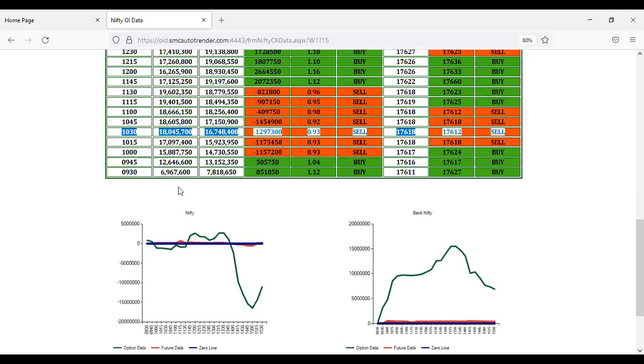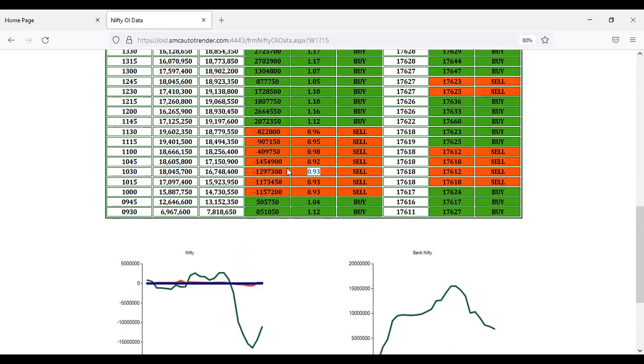If you look at the data at 10:30, you will realize that it turned from positive to negative. Now an interesting question comes in: how can we take the trades? Say this is the only data you have, and you don't have the future references with you like I have. So what you will do is take a sell. The option signal is also a sell and the future signal is also a sell.